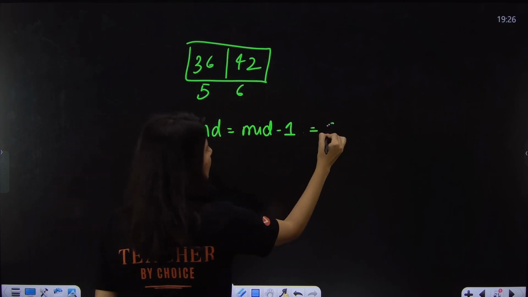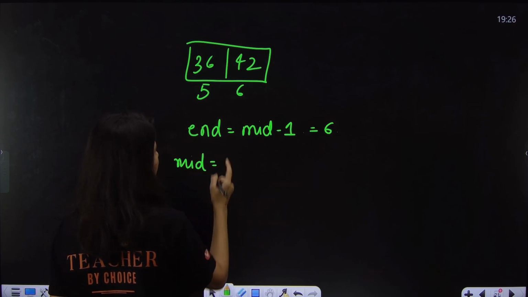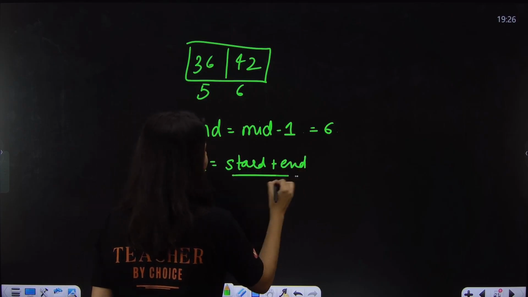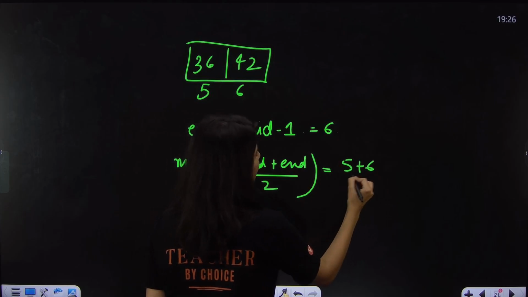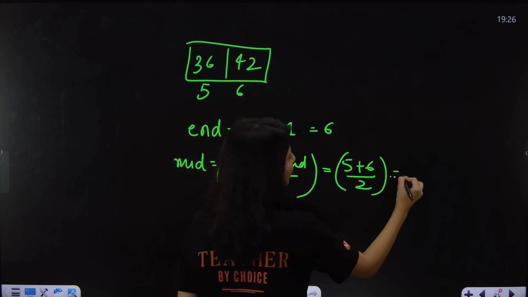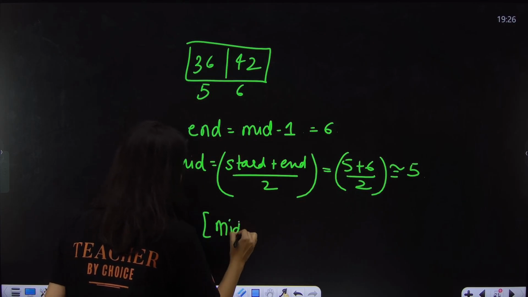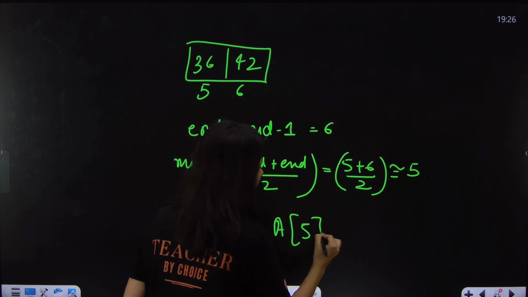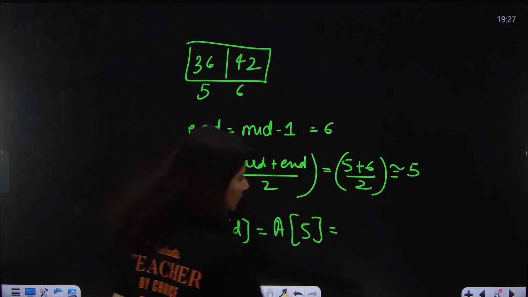Okay. So now your mid will be start plus end by 2. This is how you will get 5 plus 6 by 2, which is 5.5 that I will count as 5. So A mid, that is A5, will give you what? A5 will give you 36. Oops, is it 36?